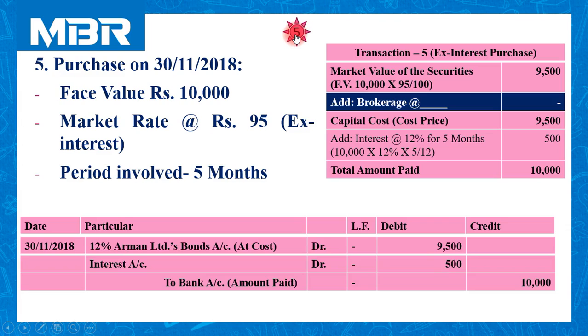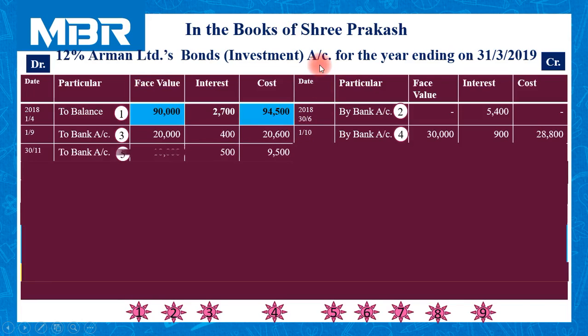With this journal entry, let us move to ledger posting. November 30, 2018, transaction number 5. For your reference, I have marked it with the number of the transaction. To bank account. Face value of the transaction is rupees 10,000. Interest involved in this calculation, rupees 500, is recorded in the column of interest, and capital cost or cost price is rupees 9,500. So we have completed transaction number 5 and entered it in the ledger.